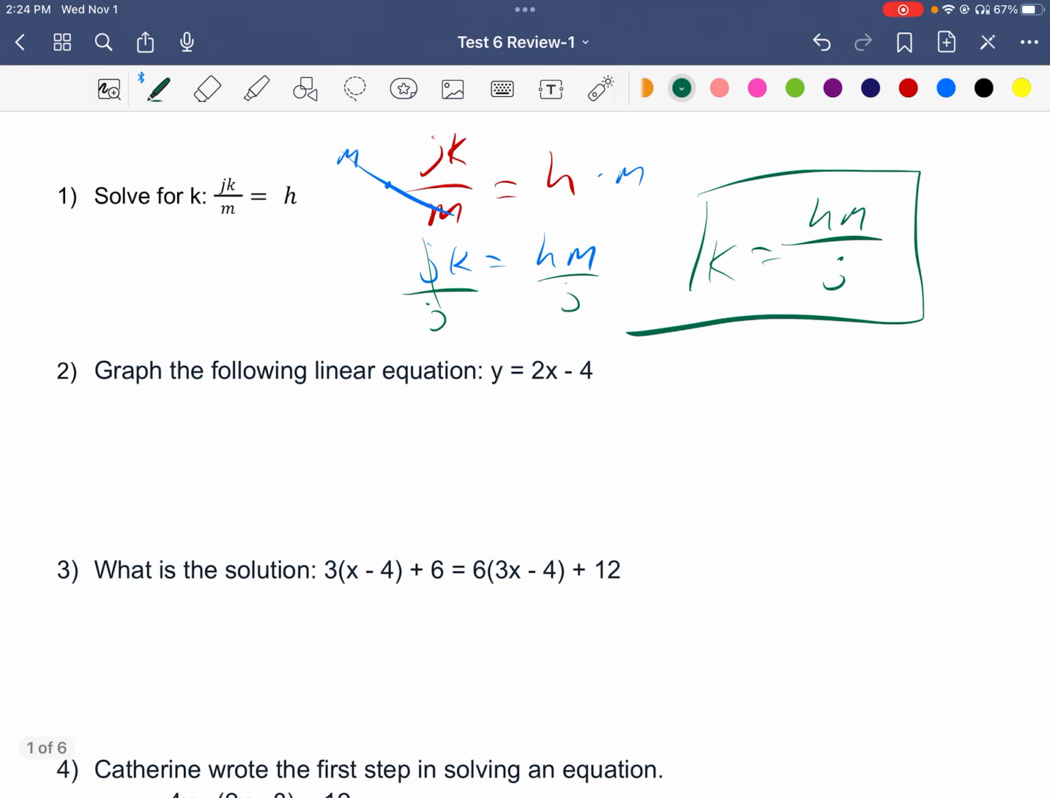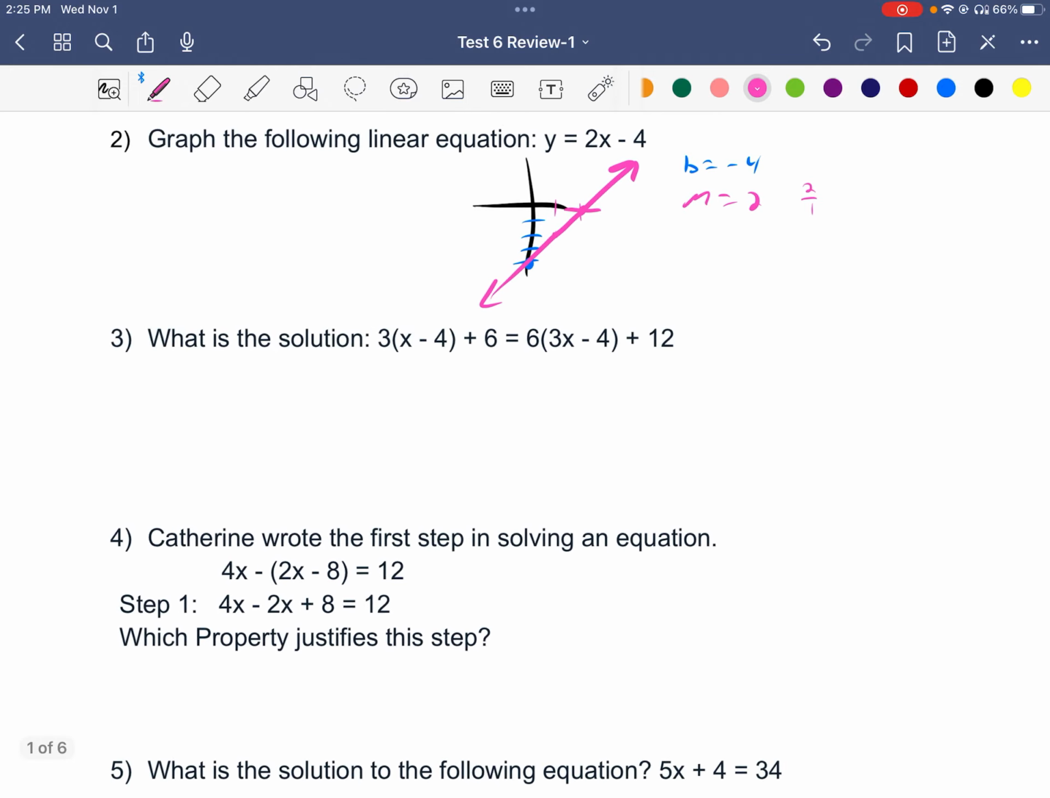Number 2, graph that linear equation. This is just a simple review, getting you to remember that the y-intercept, the b value, is -4. So it would start at -4. The slope is +2, which is your rise over your run. So it would go up 2, right 1. I know I'm getting different colors here. Up 2, right 1. And it forms a straight line. And that's what your line would look like.